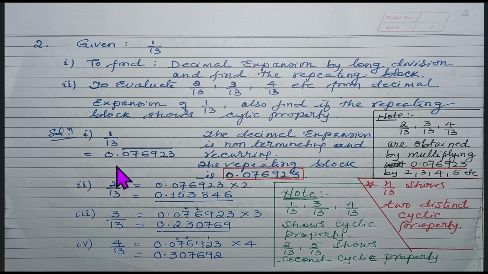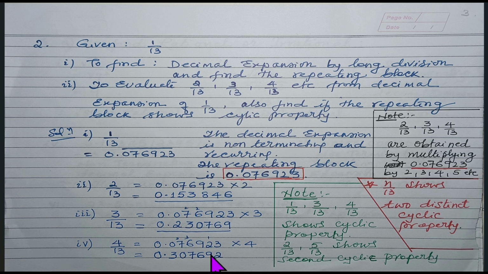If you want to find 2 by 13, then you multiply 0.076923 by 2, and you get 0.153846. If you want 3 by 13, multiply by 3, we get 0.230769. If you want 4 by 13, multiply the same by 4, we get 0.307692. So remember that 1 by 13, 2 by 13, 3 by 13, 4 by 13 give us a non-terminating recurring decimal expansion with a repeating block of 6 digits.